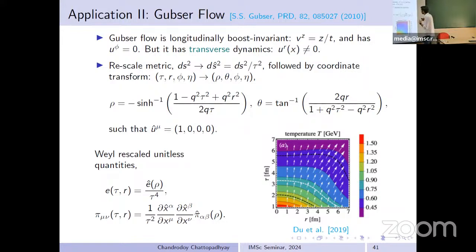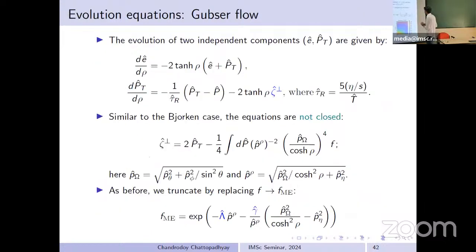Here the feature of this flow profile is such that the medium expands so rapidly in the transverse direction that at late times the system cannot thermalize. In Bjorken flow, at late times the system was always approaching the local thermodynamic limit. Here it cannot do so, and this provides a good test bed to see how maximum entropy is doing very far from equilibrium.